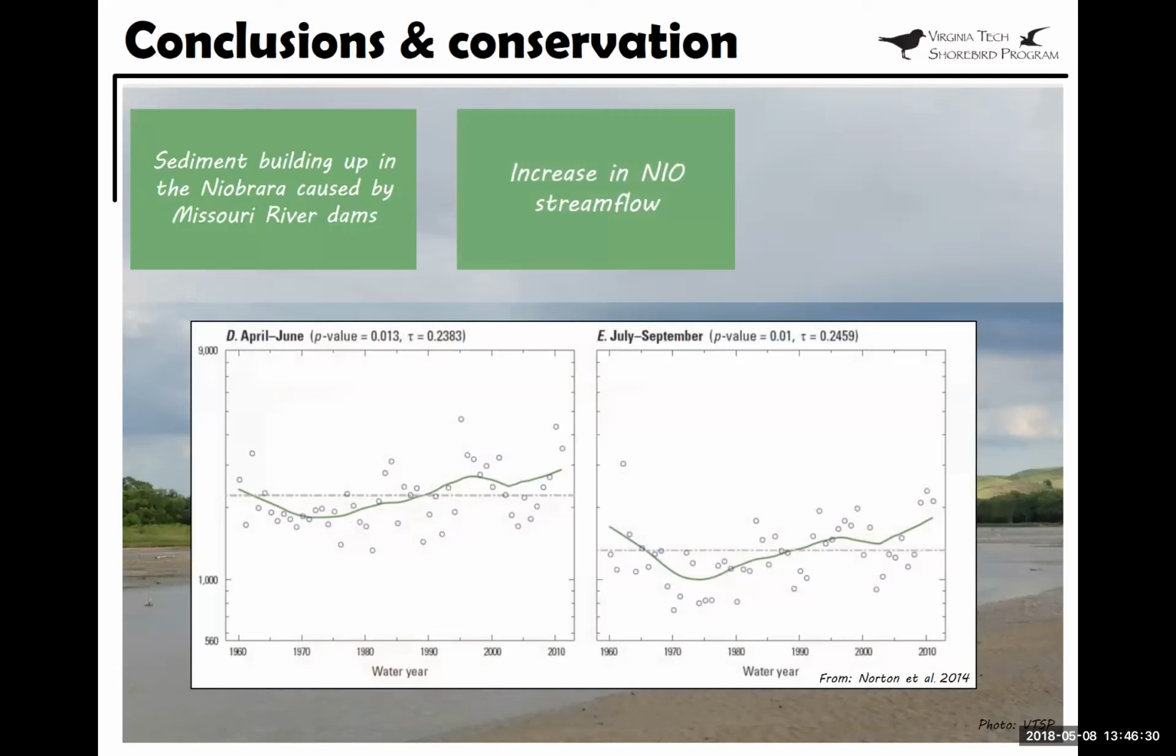Additionally, there's a long-term upward trend in stream flow in the Niobrara during the breeding season. So this data is taken from the same stream gauge that we used in our study, and it shows how since 1960, there's been an increase in stream flow in both the spring, which is on the left, and the summer, which is on the right.